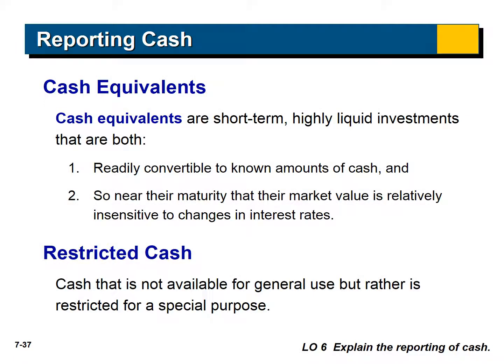Cash equivalents are short-term, highly liquid investments. In other words, they're things that are very close to cash. They're not cash, but they're very close to cash. So they're readily convertible into cash, and the maturity is such that their market value is relatively insensitive to changes in interest rates. Restricted cash is cash that's not available for general use, but is restricted for a particular purpose. For example, you might have a payroll bank account, and it can only be used to pay the payroll.